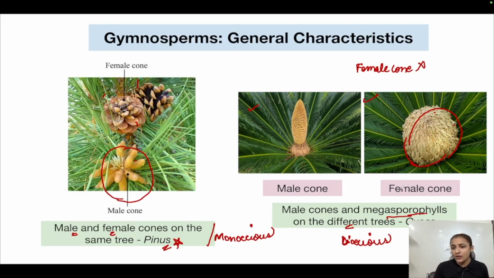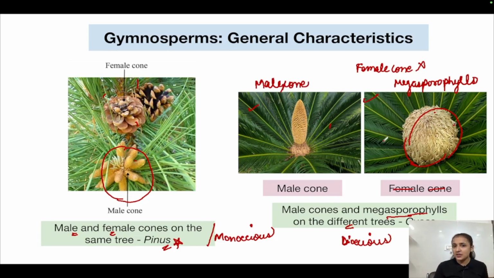So we cannot call it a female cone here. These are the megasporophylls, which have arranged themselves into a leafy kind of structure. Okay, and this is the male cone. So male cone is present in Cycas, but female cone is absent. So you can remove this from here. This is the male cone, this is the megasporophyll.